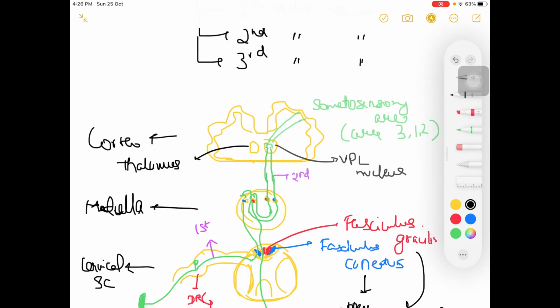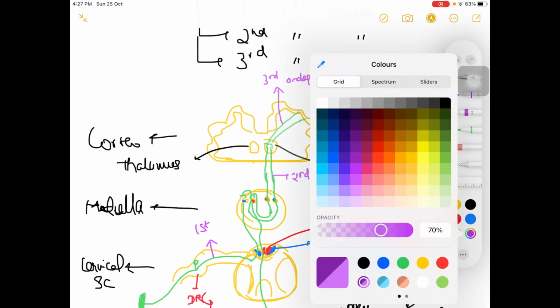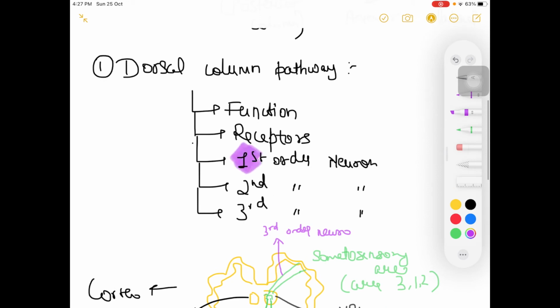And what are the third order neurons? As you have guessed right, these are from thalamus to the brain. So these are third order neuron. So till now, what have we answered from our bullet points? Let's see that.